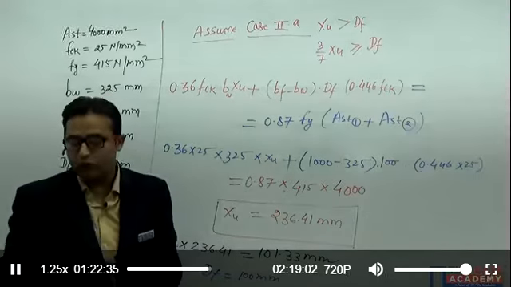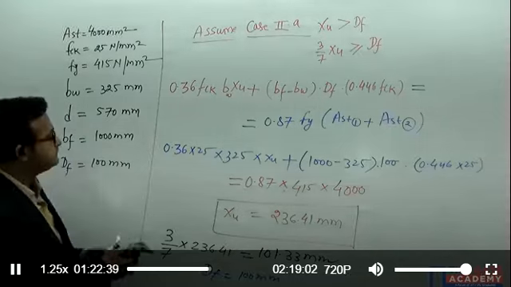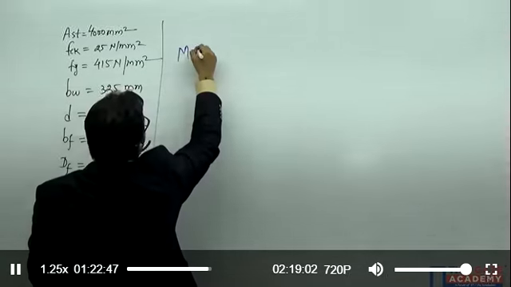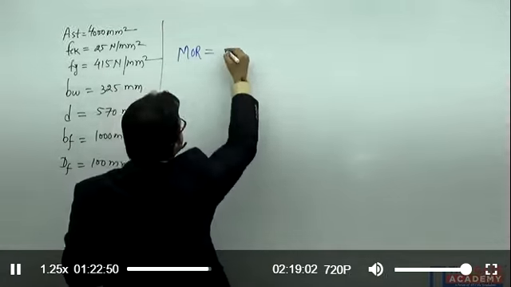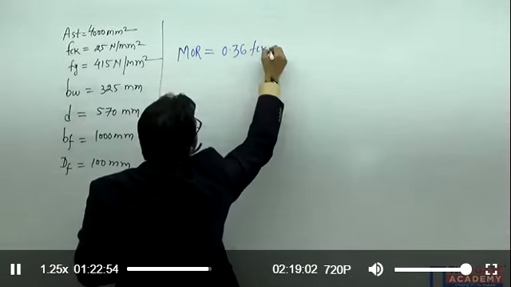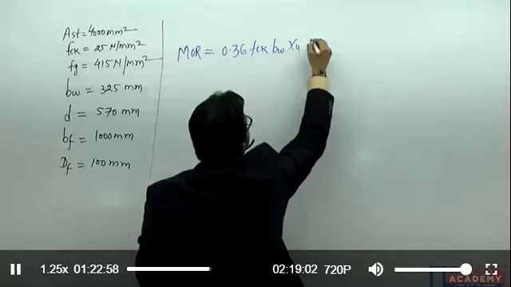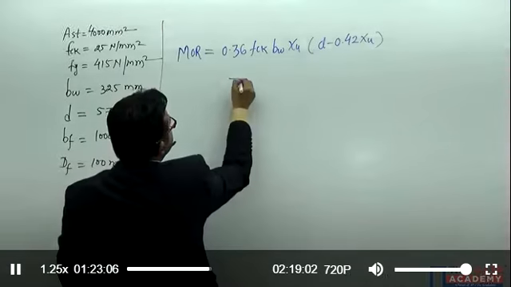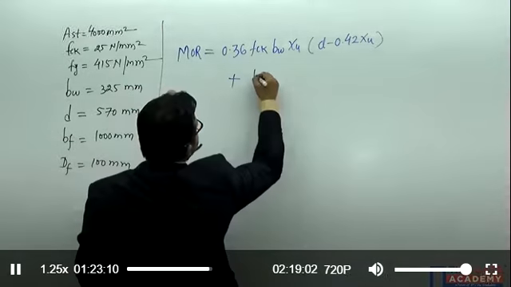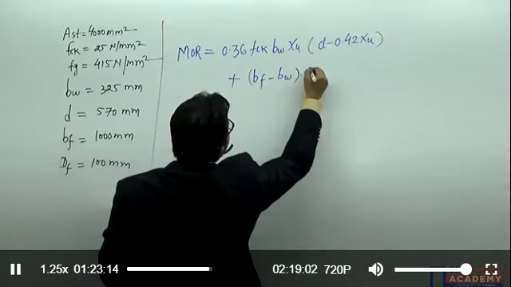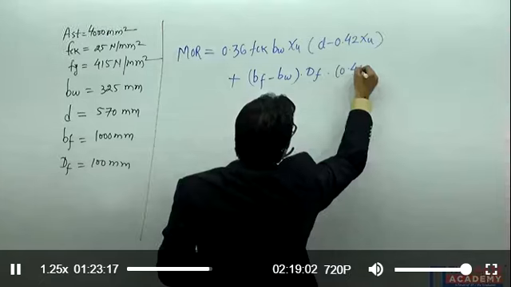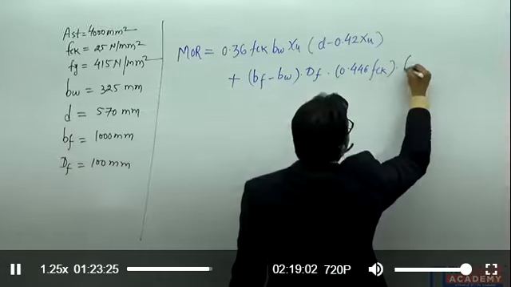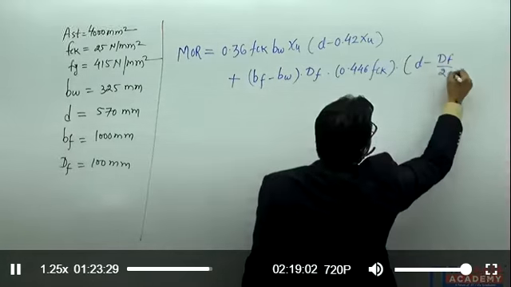Let's calculate the moment of resistance. Suppose we want to calculate the moment of resistance in the compression zone, then MOR is equal to, due to the web portion, 0.36 fck bw into Xu into the lever arm D minus 0.42 Xu, plus due to the flange portion, (bf minus bw) into Df into 0.446 fck, the total compressive force due to the flange portion, into the lever arm D minus Df by 2.